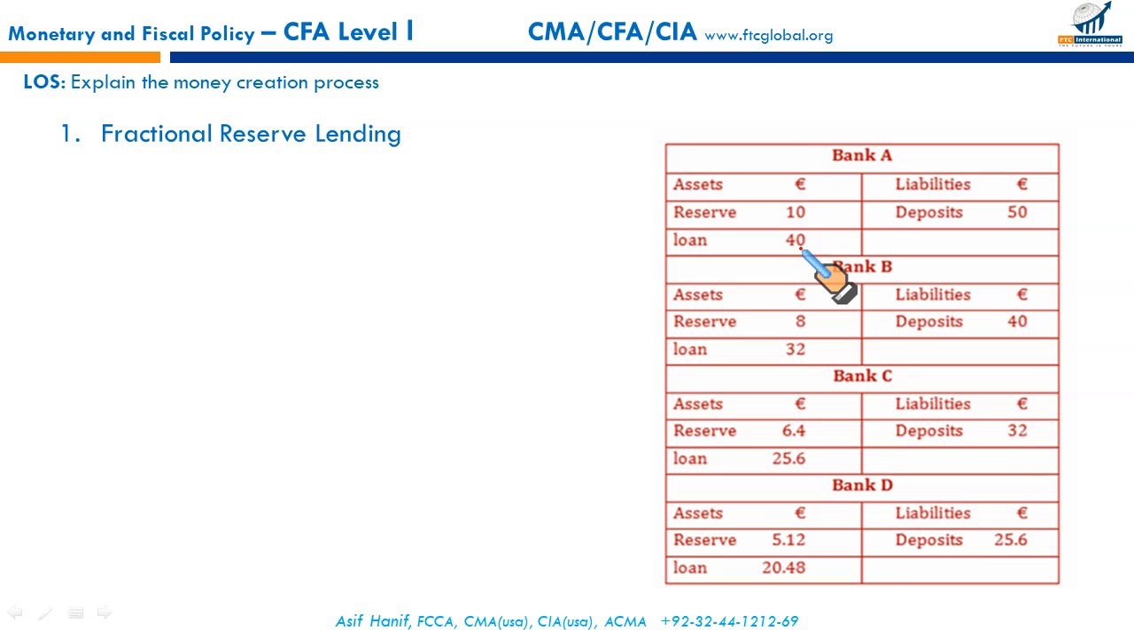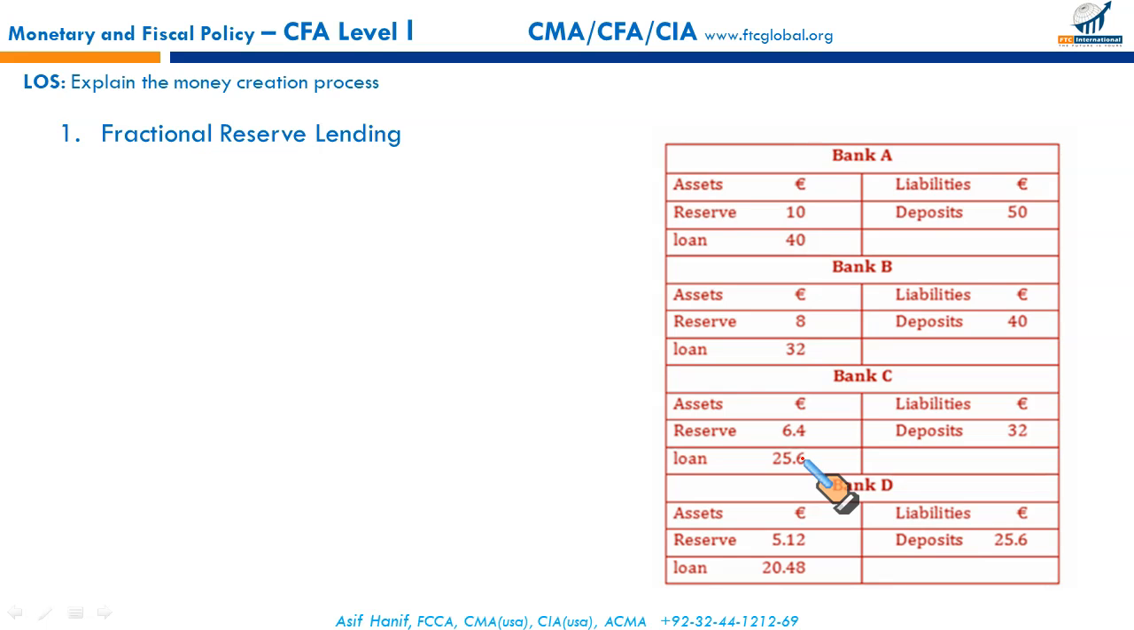Let's say a person takes a loan and then deposits it in another bank, bank B. Now for bank B, this €40 represents a deposit, and bank B will keep a 20% reserve, while 80%, that is 32, will be loaned out to another person, Y for example. Y takes this money and deposits it in bank C. From this deposit in bank C, 20% will be retained as reserve and 80% will be loaned out. So this is how fractional reserve lending works.